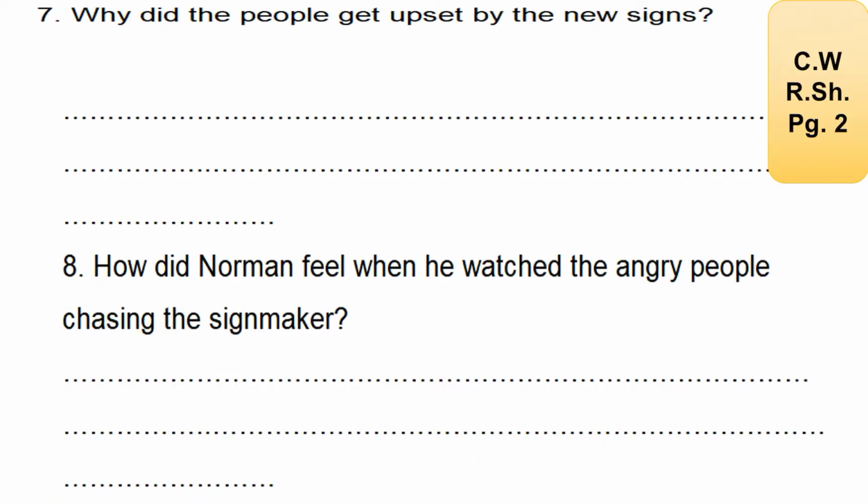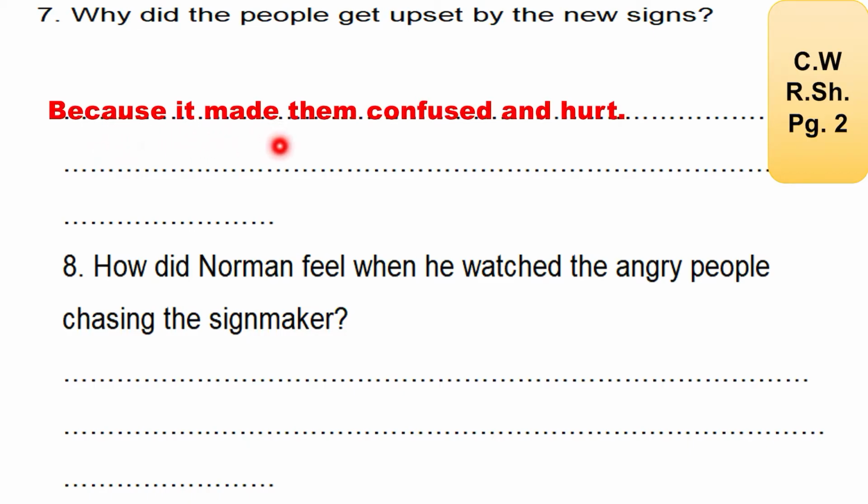Yes, excellent, grade 2 students. Let's continue, please. Who can read for the teacher question number 7 here? Why did the people get upset by the new signs? Upset means what? Sad. Why did all the people get upset and sad by the new signs that Norman made for them? Yes. Why? Who can tell me?